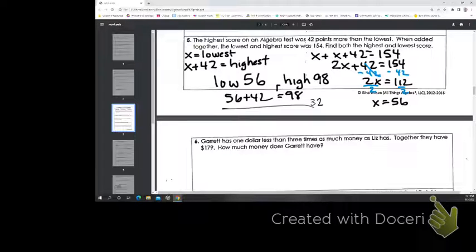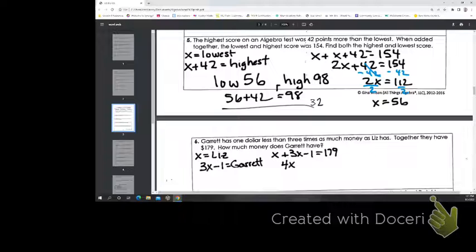So Liz is the one who has the least money. She's the one we're kind of referencing here. So x is going to be Liz. And then Garrett, 1 less than, so I'm going to take 1 away from something, 3 times what Liz has. So 3x minus 1, that part is Garrett. And then we have to remember it's together they have that 179, not just Garrett by himself. So we have to make sure we add x plus 3x minus 1 to equal the 179.